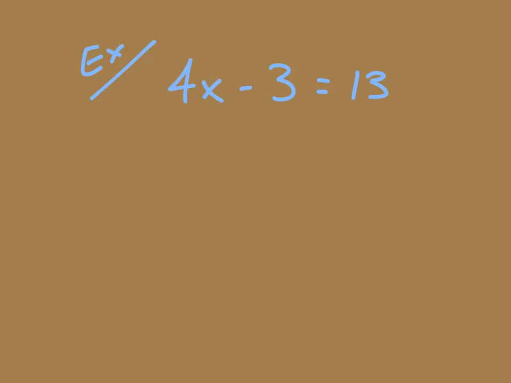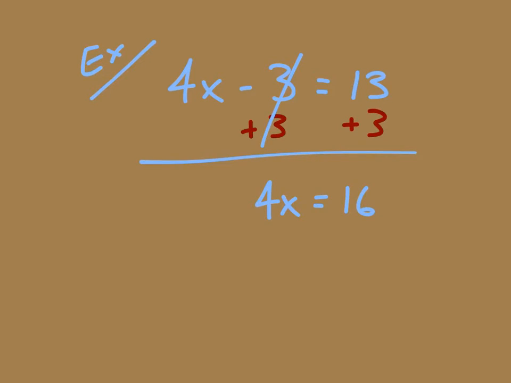The first thing that I'm going to do is the opposite of PEMDAS. I'm going to add or subtract first, and I'm going to move this negative 3 to the other side. So if I'm subtracting 3, the opposite of subtracting 3 is to add 3 to both sides. And what happens is negative 3 plus 3 adds to 0, cancels out, drop down your 4x, and you're left with 16. Now, I have a one-step equation, and we're back to where we started.